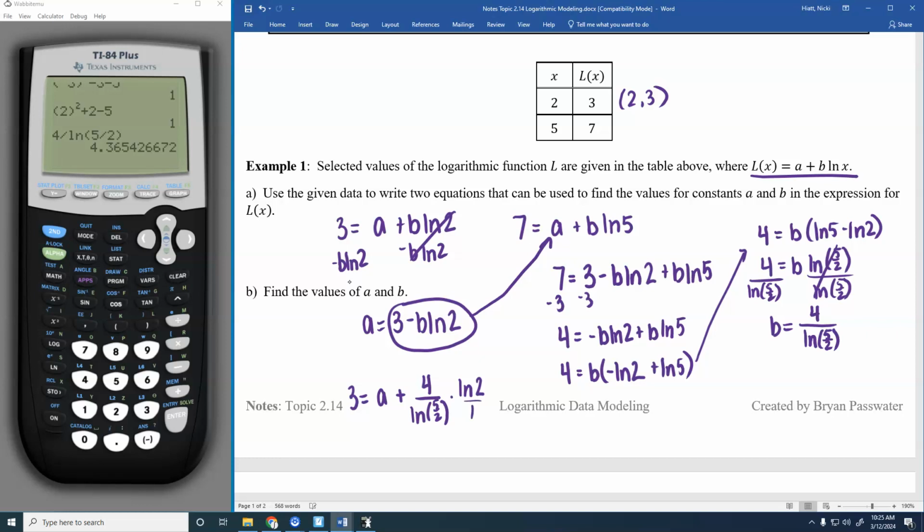That natural log of 2 is like a natural log of 2 over 1. So this is really 3 equals A plus 4 natural log of 2 divided by natural log of 5 halves. And I would need to subtract that over to the other side. So A is going to end up being 3 minus 4 natural log of 2 over natural log of 5 halves.